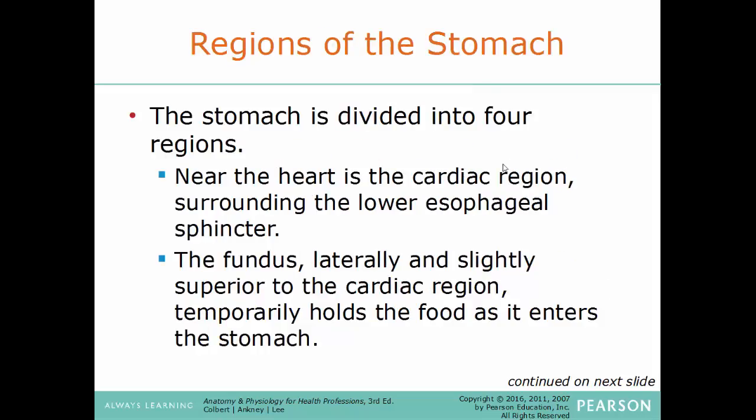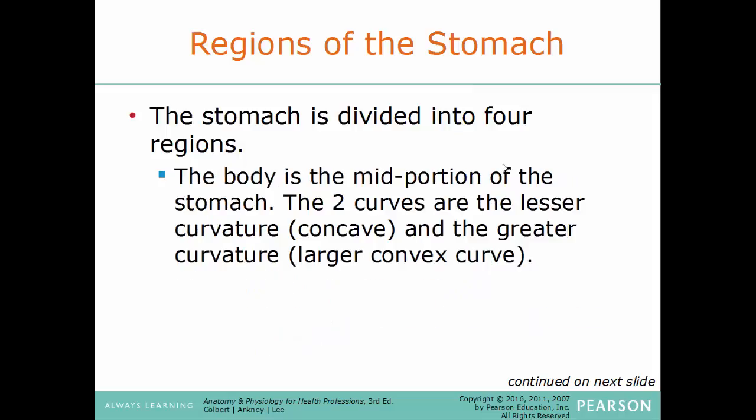Now, the stomach is divided into 4 regions. Near the heart is the cardiac region, just near the cardiac sphincter, or the lower esophageal sphincter. The fundus, which is a temporary storage area for food as it enters the stomach, is laterally and slightly superior to the cardiac region. The main portion of the stomach is called the body, and there are 2 curves. You have the lesser curvature, which is concave, and then the greater curvature, which is a larger convex curve.